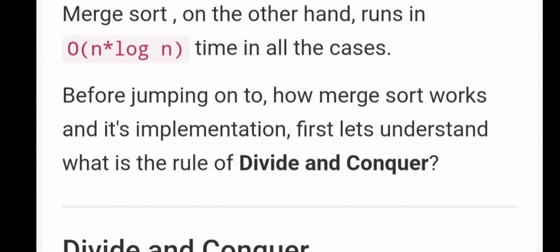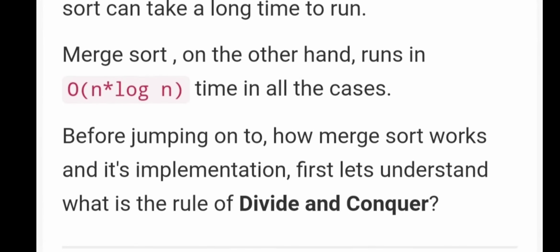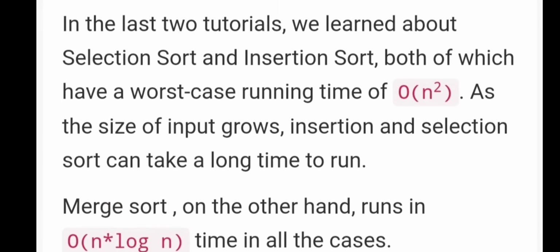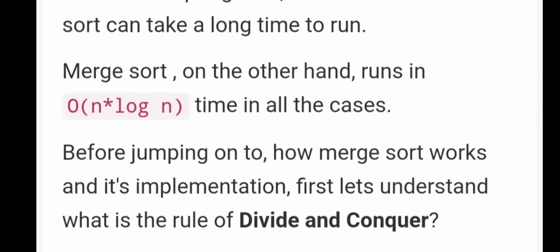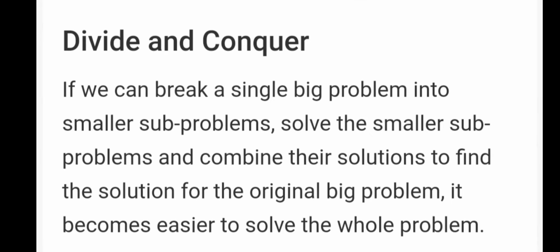Before jumping on to how merge sort works and its implementation, first let us understand what is the rule of divide and conquer. Okay, we say that merge sort works on the principle of divide and conquer. So before going to know how merge sort works, we need to know what is the rule or principle of divide and conquer.